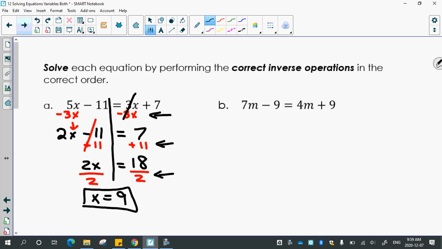All right, again, see if you can figure out how you can get this time the variables m. Still works the same as an x. How can you get the m so they're just on one side only? Subtract what?